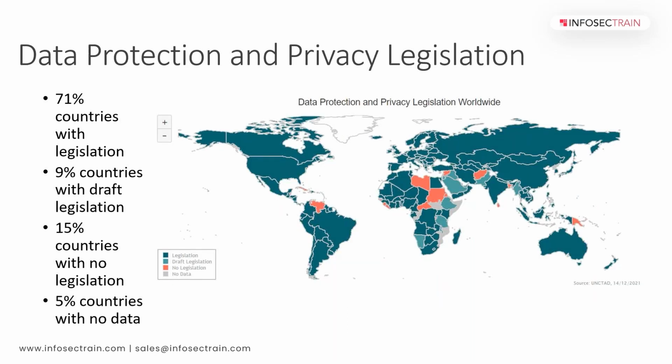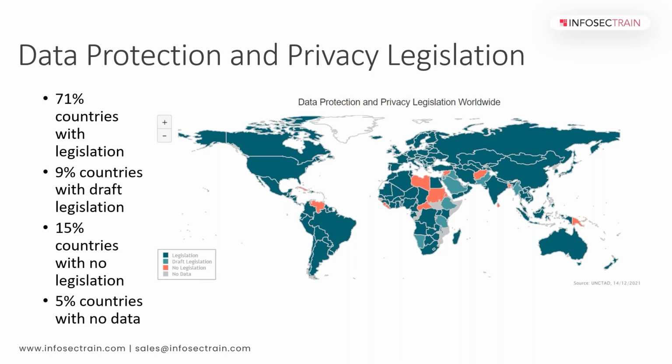There are a lot of trends. One of the main things is how the whole world is going towards privacy law. In fact, if you have time, you can visit UNCTAD. There is a big document available on this. It says that 71% of countries already have some level of legislation made, 9 countries have draft legislation, 15 countries have no legislation, and 5% of countries have no data at all.